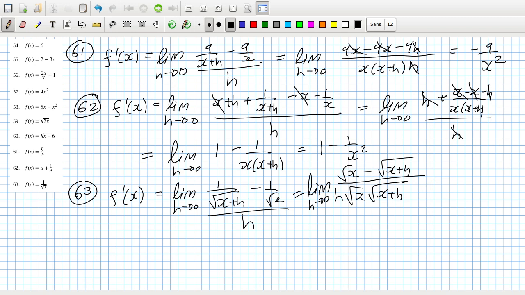Okay, and then should I multiply by the conjugate? Let's give it a go. See what happens. Multiply by the conjugate.